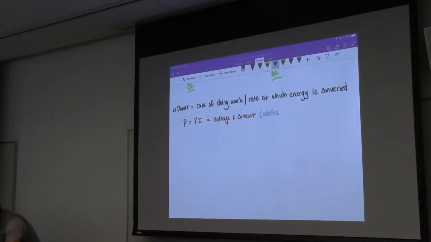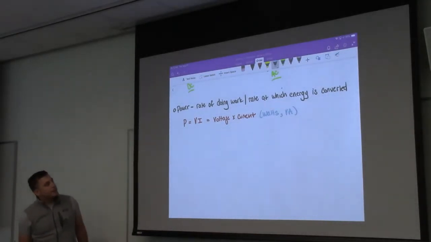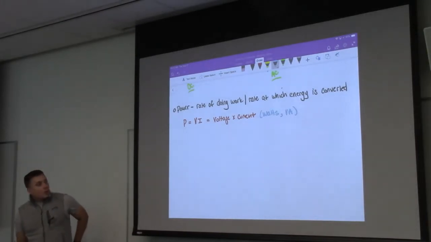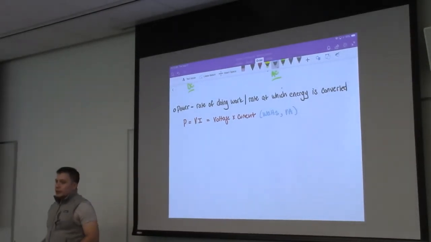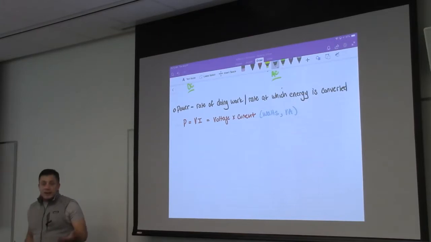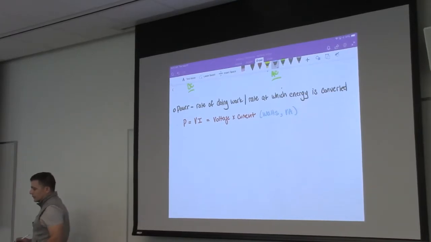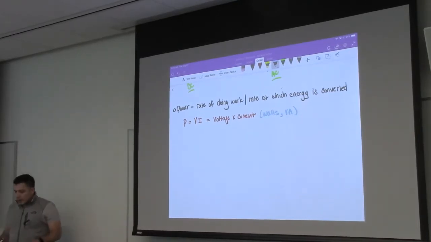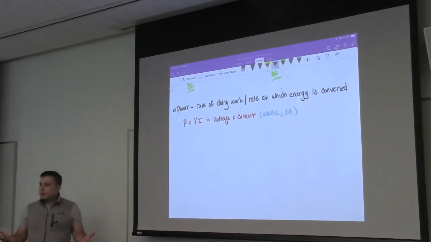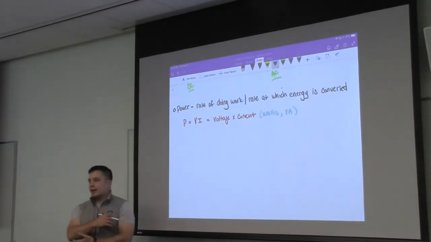Or later on, we're going to talk about a unit called volt amps. Yes? You're saying power is in watts? Yes. In volt amps? Oh, yeah, sure, power. Power is in watts. Later on, we'll also use a term called volt amps to refer to it. But as you can see, volt amps is not really a new unit. It's just volts times amps.